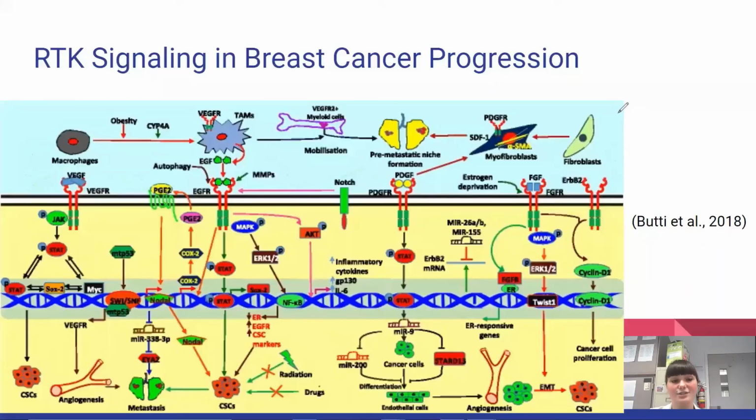The next thing I'd like to do is discuss RTK signaling in breast cancer progression. So I'm going to do that using this diagram here, which at first glance seems very confusing because it's very busy and there's a lot of stuff going on. But the easiest way to look at confusing diagrams like this is to break them apart into things that we can recognize and do know things about.